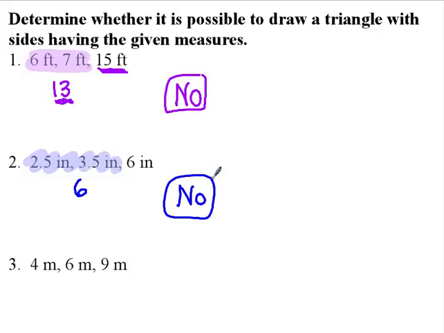Let's look at the last one. What are you going to add? 4. The 4 and the 6. When you add the 4 and the 6, what do you get? 10. Compare the 10 with the 9. Will I be able to get a triangle? Yes. Yes, that's all you do. Okay? All you have to do is add the two smallest sides. If it's bigger than the third side, you get a triangle.